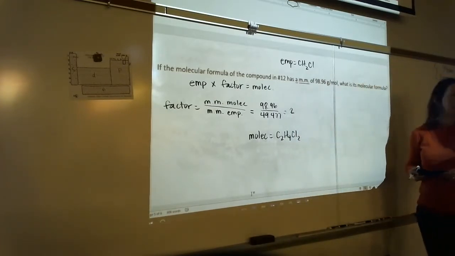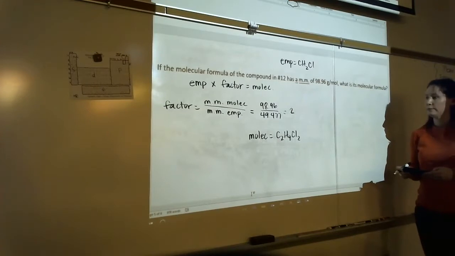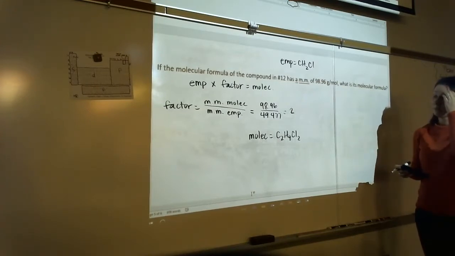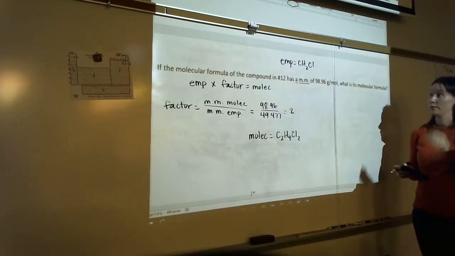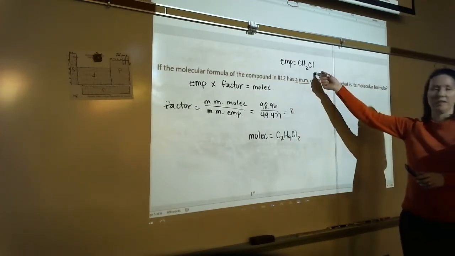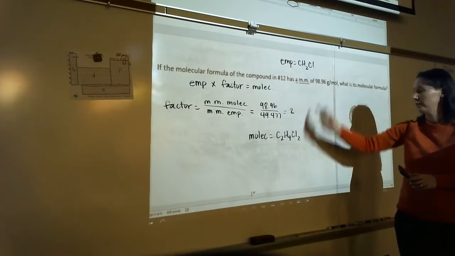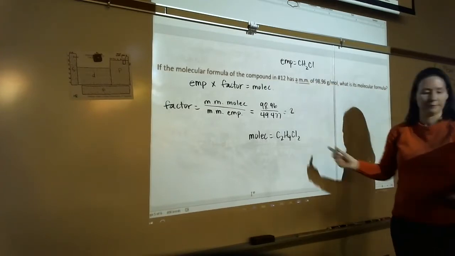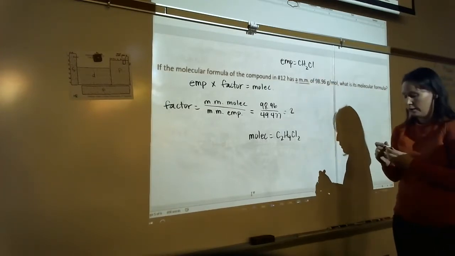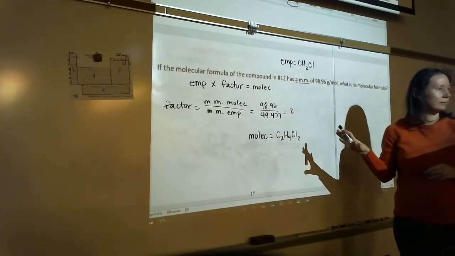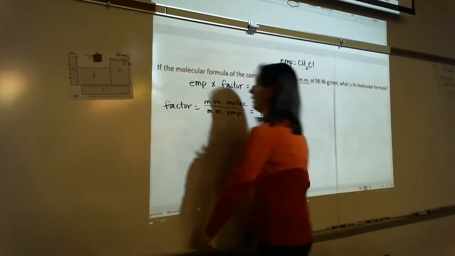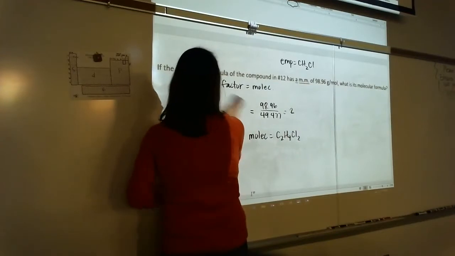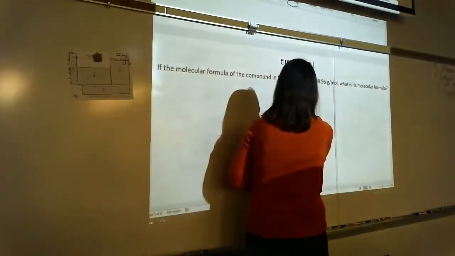Do we agree on how to do this? No, the molecular formula would have different properties than the empirical. Oh, yes, definitely. This doesn't exist. There's no such thing as that. That's just the lowest possible ratio. This is a molecule that does exist. Any other questions on this one? All right. And yes, the proportion would definitely change the physical and chemical properties.